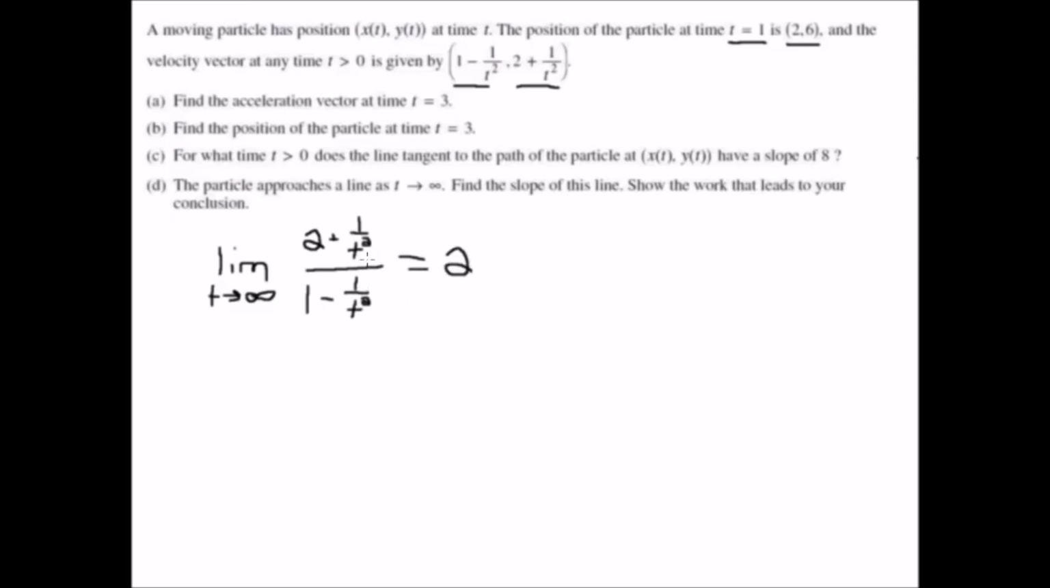Because as we go to infinity, both of these t's will go to infinity. Our second terms will zero out and we'll be left with 2 over 1, which is equivalent to 2. So the slope of the line as t approaches infinity is 2.